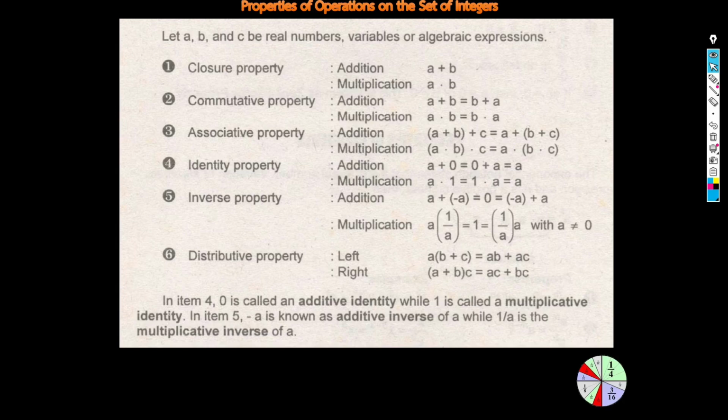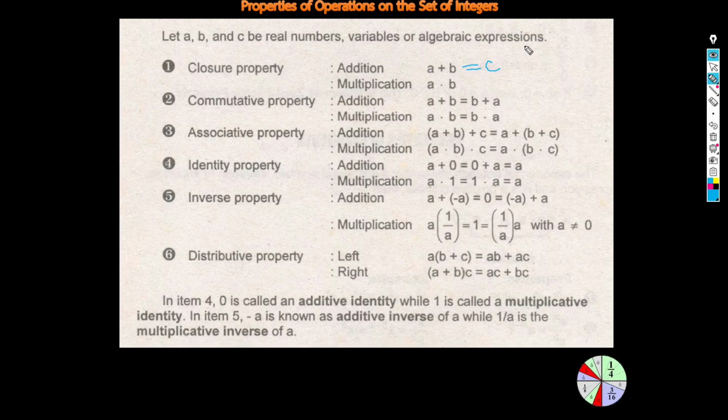Okay, so number 1 is the closure property. The closure property is being used for addition and multiplication of real numbers or integers. For example, here you can see on the screen a plus b. So a is a real number and b is another real number, and it will give you another real number, for example c.